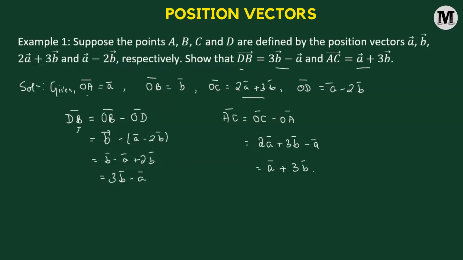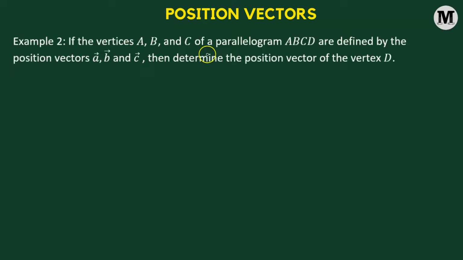Let's do one more problem. If the vertices A, B, and C of a parallelogram ABCD are defined by the position vectors A vector, B vector, and C vector, then determine the position vector of the vertex D. Let us begin. So first, let us construct a parallelogram ABCD.